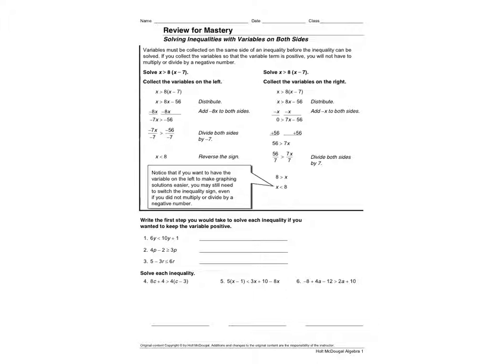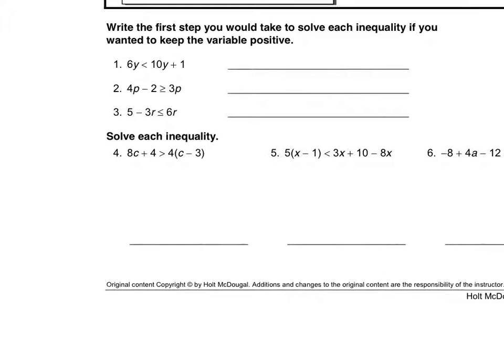So for example, on number 4, notice I need to distribute first on the right side. So 8c plus 4, that side's the same. Distribute the 4, and now I can begin my inverse operations. So I will subtract the 4c. My goal is to get letters on one side and numbers on the other.